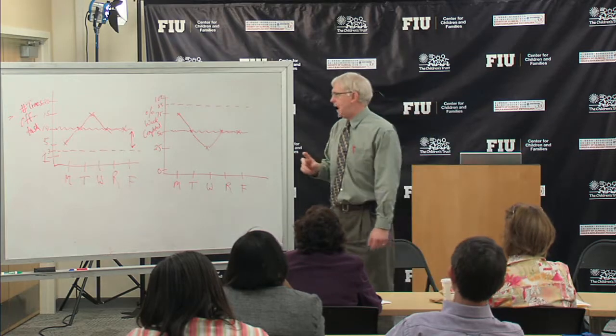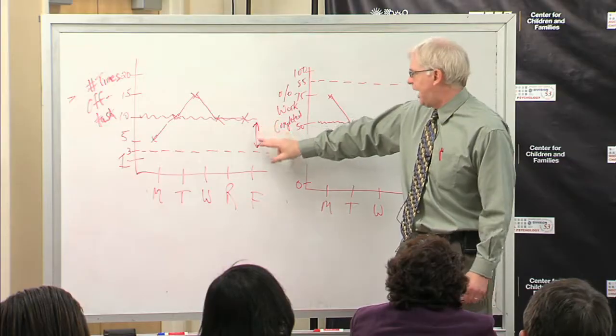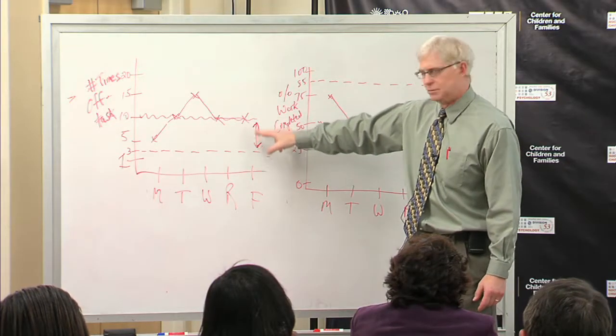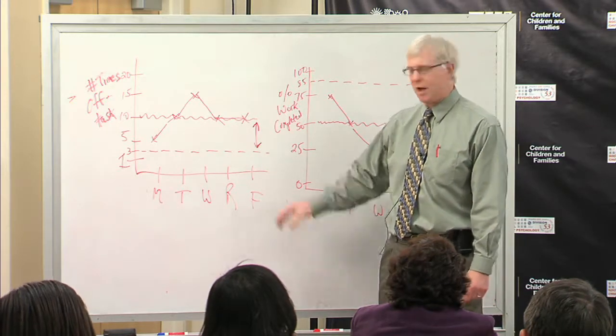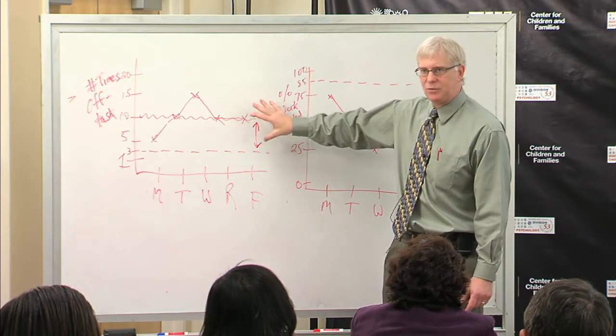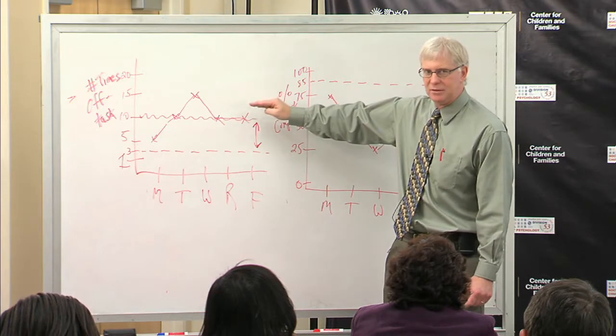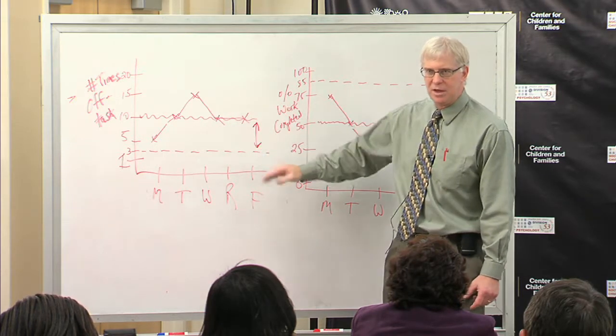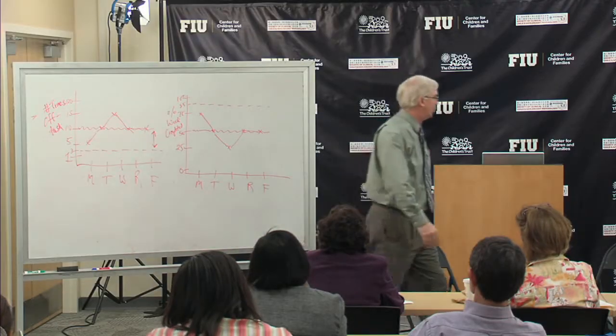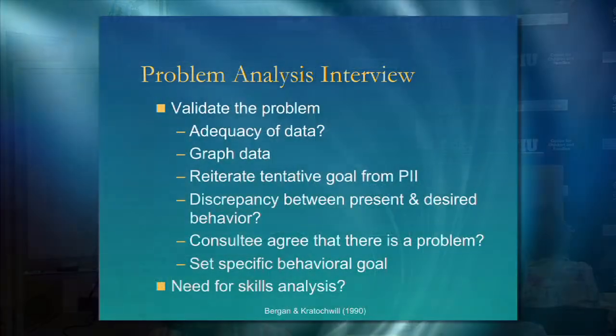But again, I want to go back from the point of view of this model. It's this arrow here, this gap, that's the problem. How big is that gap? And that's where the perception of the problem lies, that discrepancy between current performance and desired performance. So we go back and see, is that a problem?